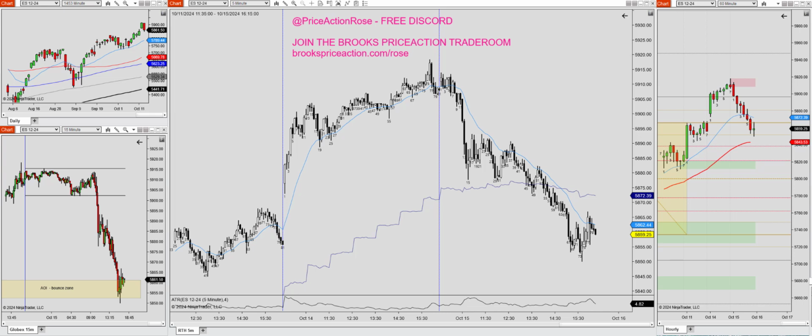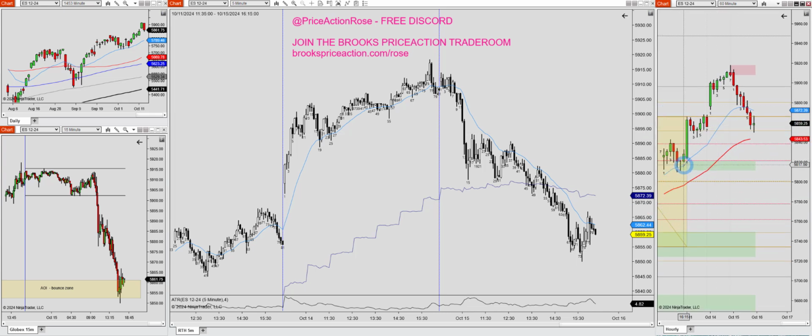Today is October 15, Tuesday, and I'm going to do a quick end of day review on the S&P futures ES chart. Here I have the daily chart, the Globex 15-minute, the 5-minute RTH, regular trading hours, and the 60-minute chart with last week's range.